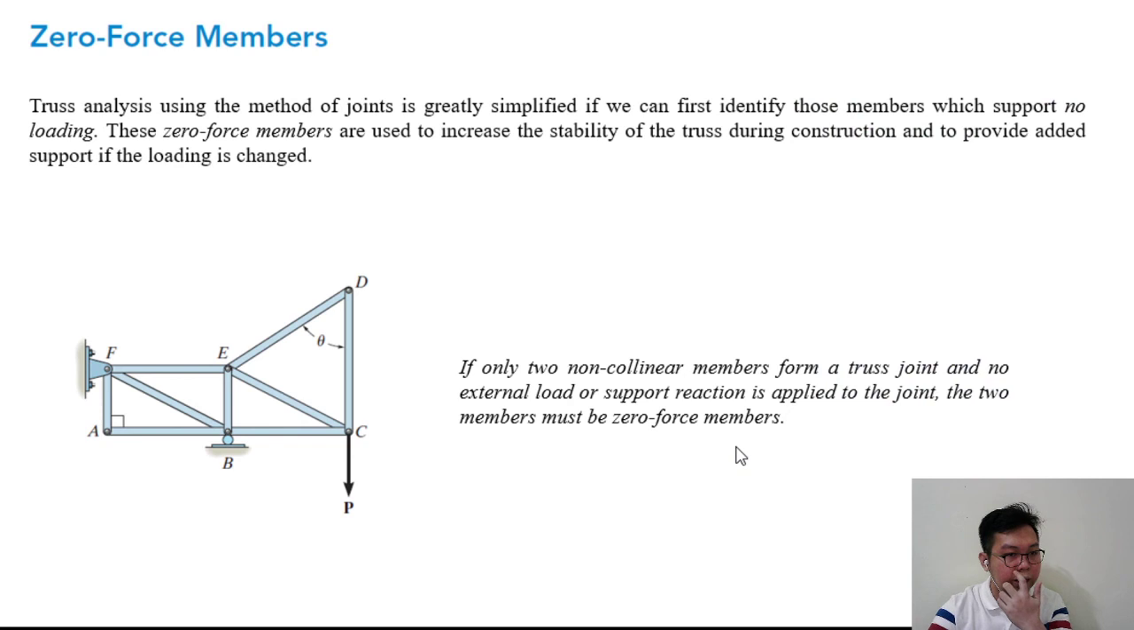So, okay na tayo doon. Anyway, notice na ang joint A, dalawa yung members, and then non-collinear din. So, AF and AB are actually zero force members. Okay? So, I think, check na natin.